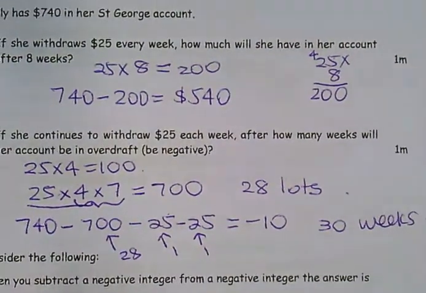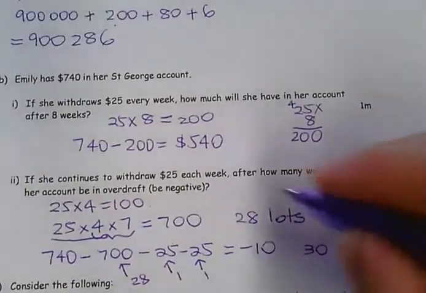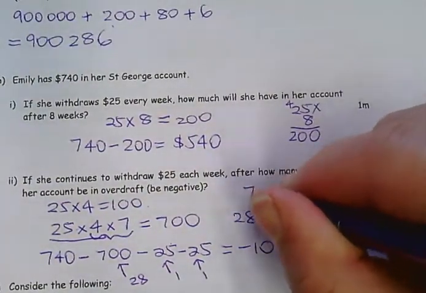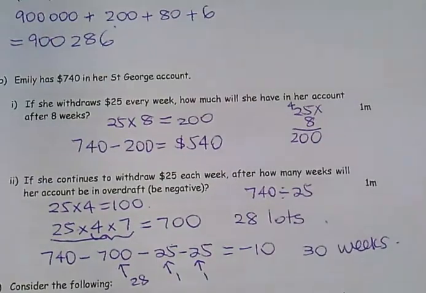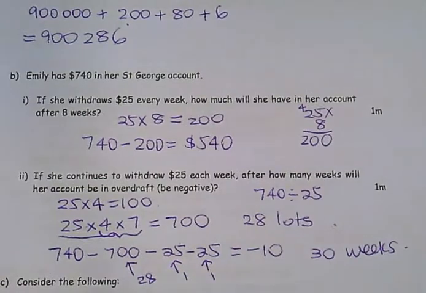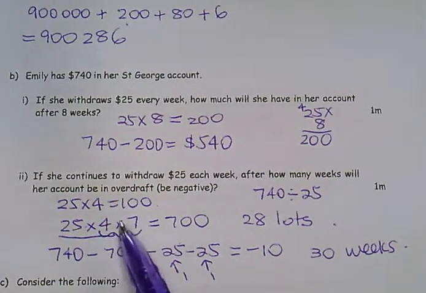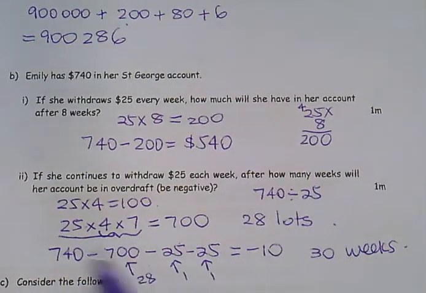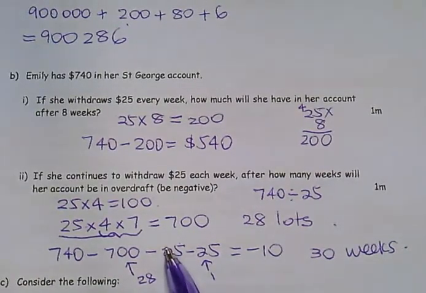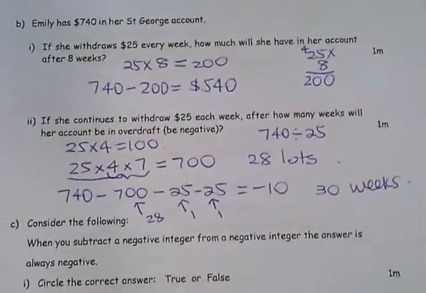Now what you could have just done, instead of like that, is 740 divided by 25, but it is a non-calculator section, so probably best to do it like this. Every 4 withdrawals is $100, and I need $700, so I need 7 of those 4s, 4 7s are 28, and that takes me down to $40. 740 minus 700 is $40, and another 25 would take me down to 15, and another 25 would take me down to negative $10. So that's why it's 30 weeks.